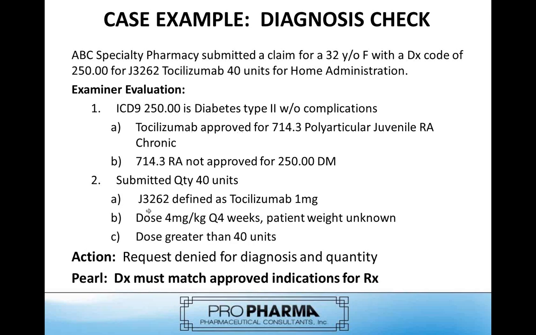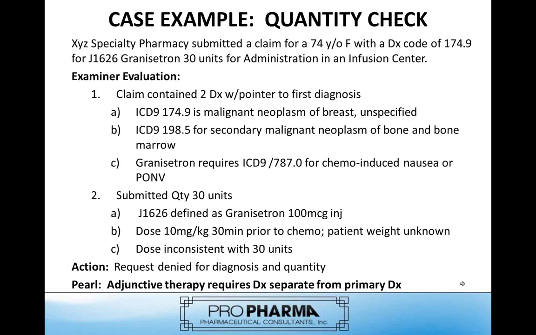Number two is the units. They gave 40 units. The J-code unit, and I did this because I wanted you to see, the J-code unit is 1 milligram, which means that 1 milligram is a unit of 1. So the bill included 40 units, and that meant the quantity should have been 40 milligrams, but that in fact doesn't match what the dose should be. So as a result, this particular claim was denied because of diagnosis, but could also have been denied because of units. Secondly, a quantity check.